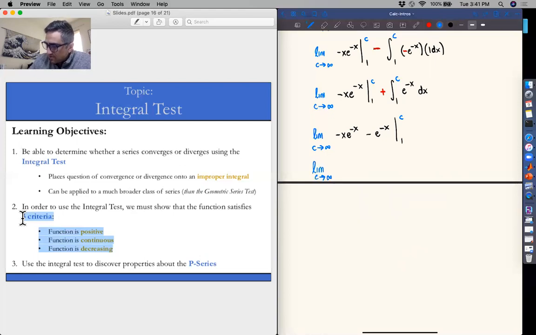So plugging in the bounds, plugging in the upper bound, we have minus c times e to the minus c, minus e to the minus c. That's the first piece from our antiderivative. And then plugging in the lower bound of 1 will just give us a minus e to the minus 1, minus e to the minus 1. And at this junction, we've plugged in those bounds. We're finally ready to start taking some limits.